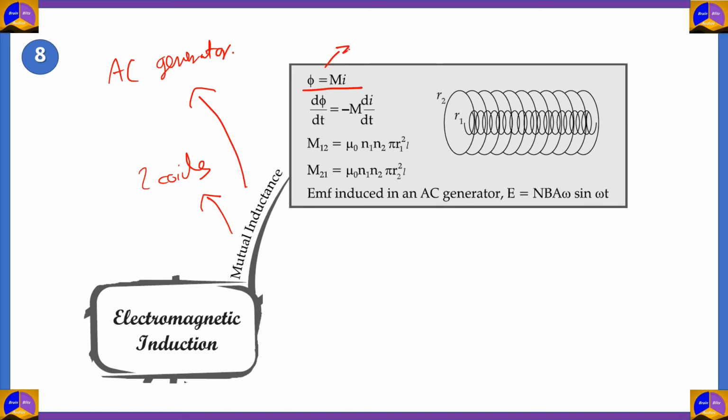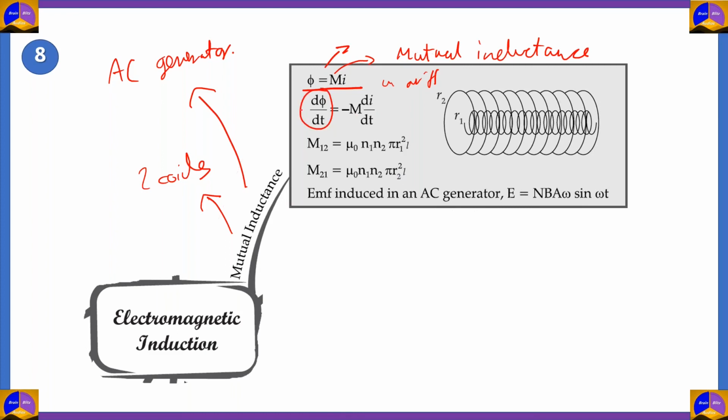Magnetic flux, which is produced here, is defined as M dot I. M stands for, again, inductance, but this inductance is known as mutual inductance, whereas L stands for self-inductance. So phi is equal to MI, which is the direct relation. Now, on differentiating, we'll get the formula d phi by dt is equal to minus M dot dI by dt.